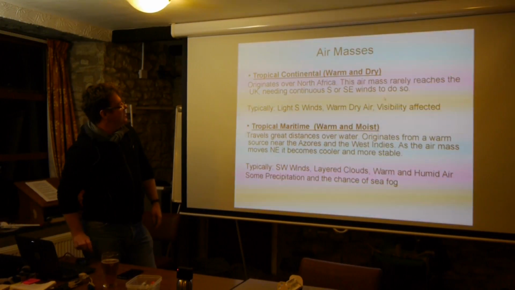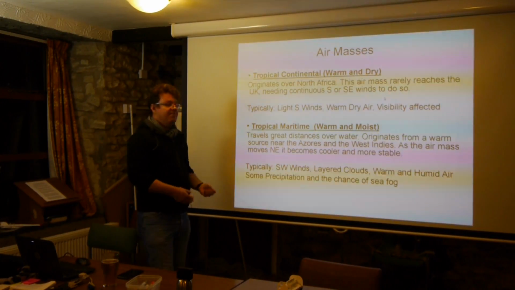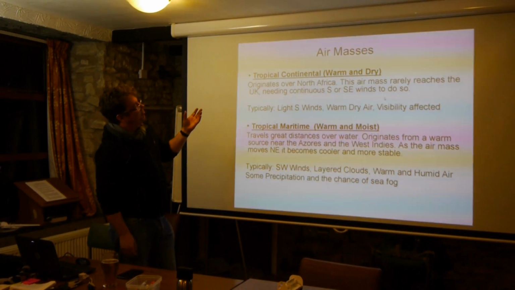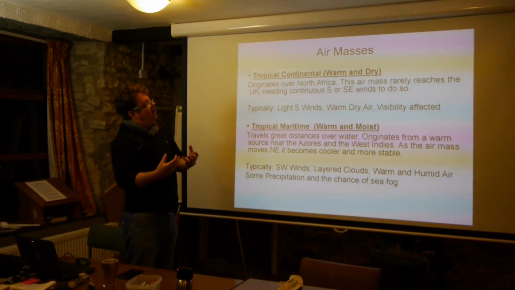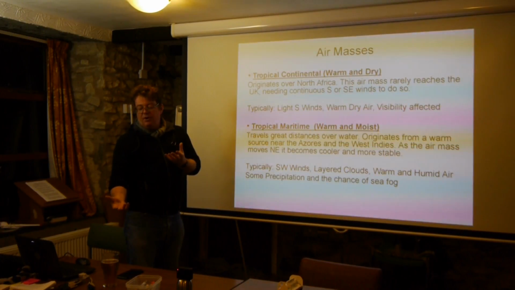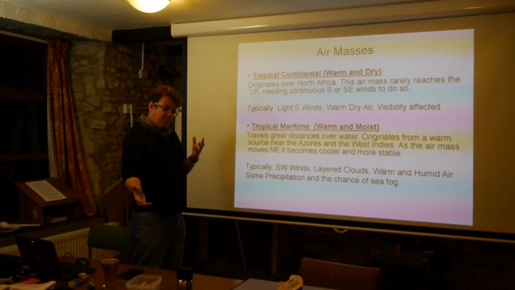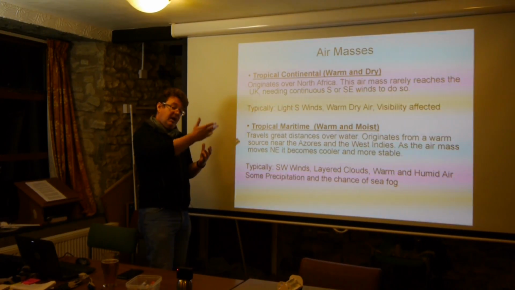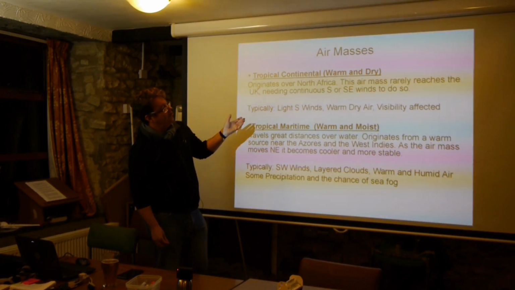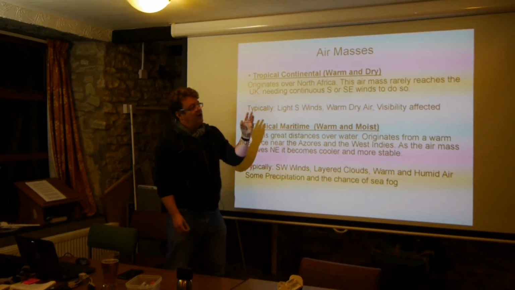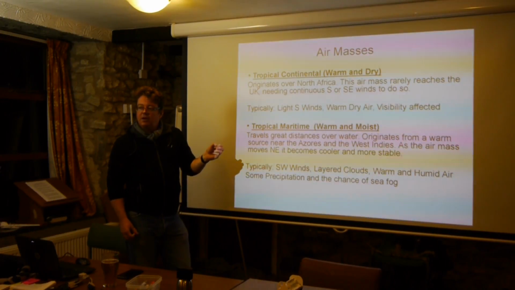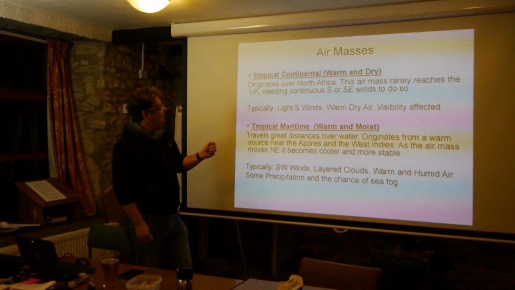Looking at them in a little bit more detail, tropical continental is warm air. It tends to be dry because it's been over land rather than over the sea. It comes primarily from North Africa. The air mass rarely reaches directly to the UK. You need a large area of southerly or southeasterly winds set up, coming all the way from North Africa, across Spain, up through France. Normally, when we experience tropical continental, we have light southerly winds. It's warm, dry air. The visibility is not very good. For flying, it's not terribly brilliant. It's quite stable. It doesn't tend to result in good cross-country conditions.